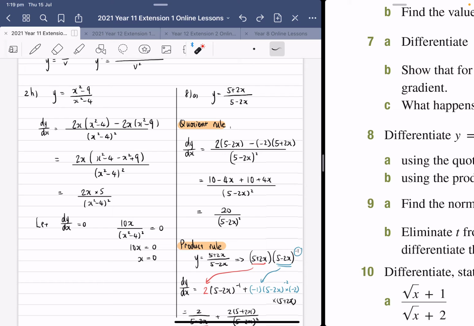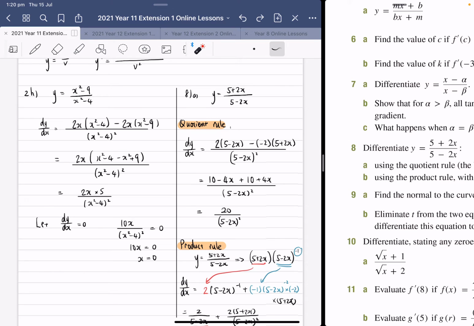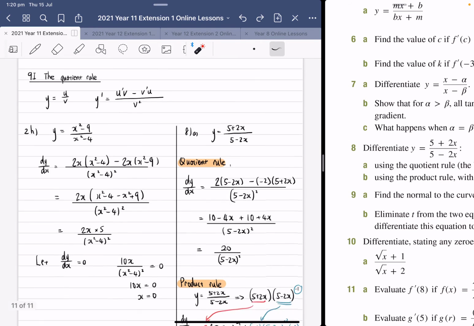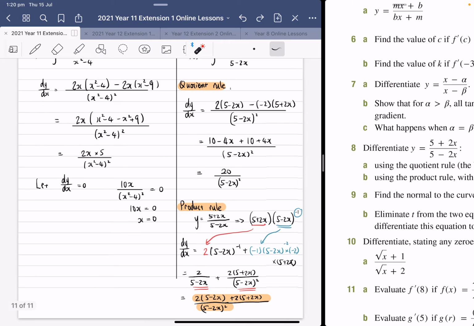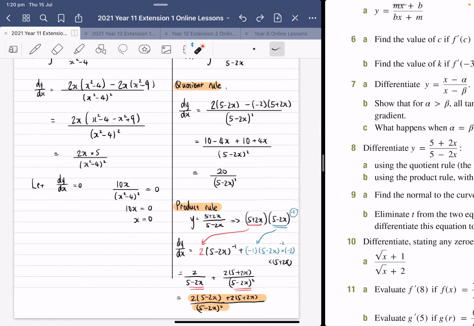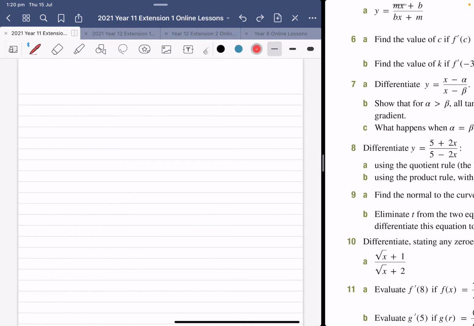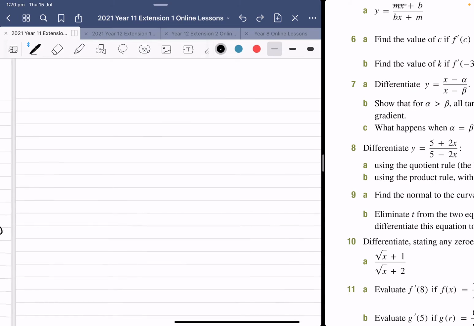Don't use it unless the question specifically tells you to use the product rule. Otherwise, please don't use it. It's not efficient. So this is a good question 8, and it's one example proving that using the product rule for a quotient rule question is not efficient.